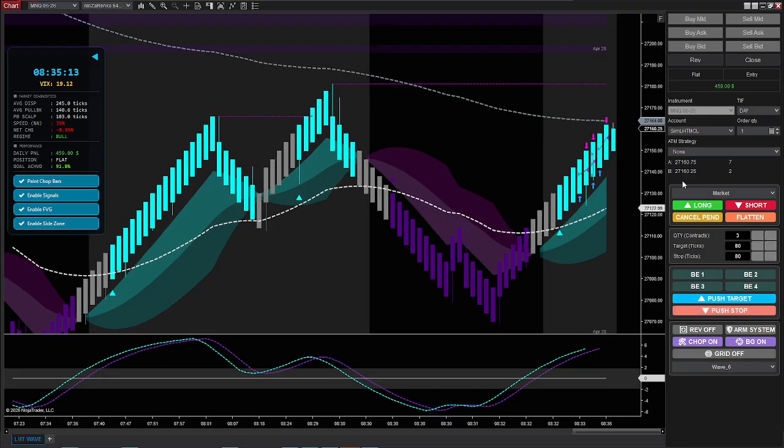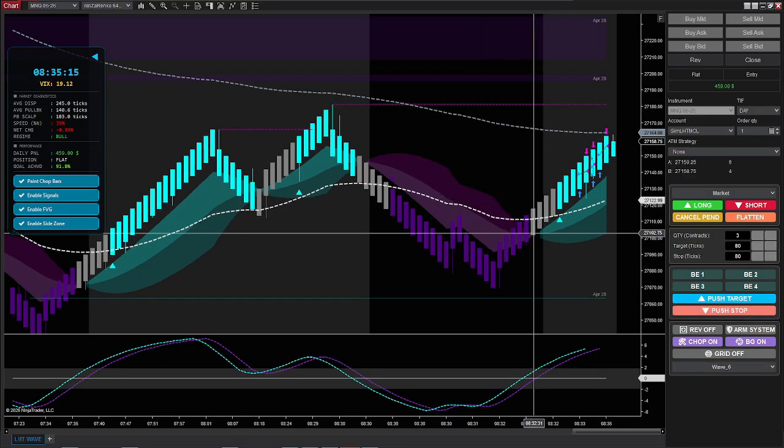It's as simple as that. We can deactivate the grid again and return to normal mode. Normal mode involves either changing the number of contracts if we see the market is too fast or just not for us.